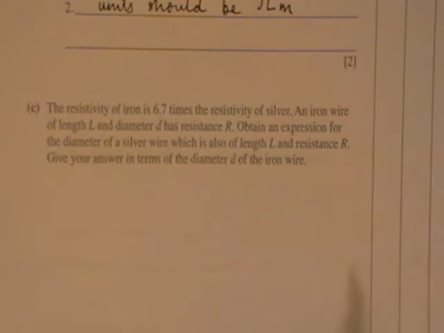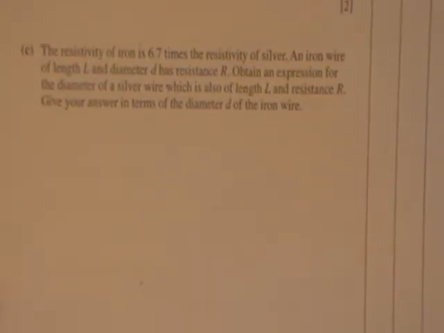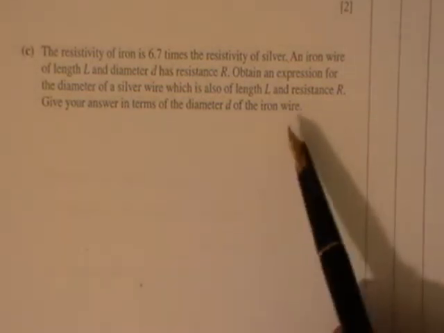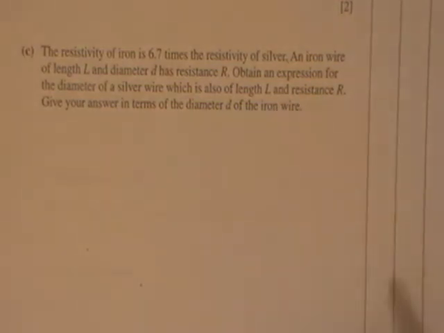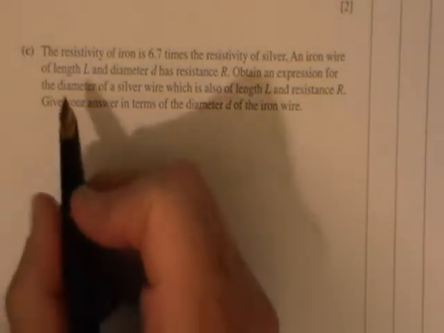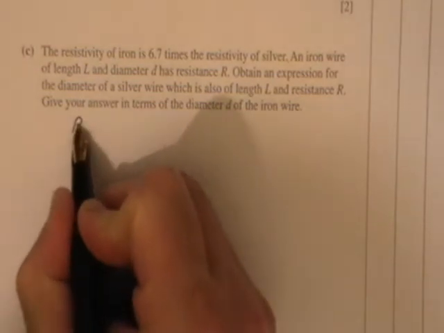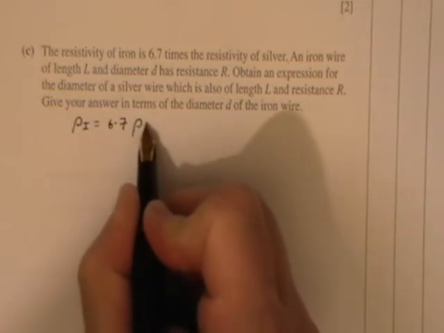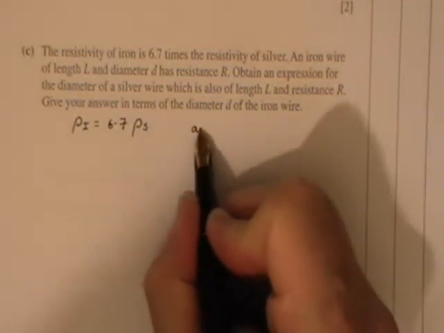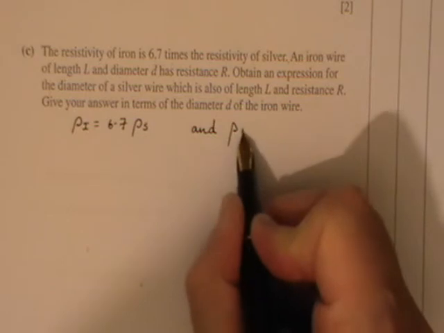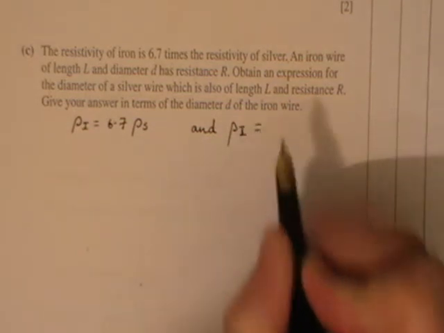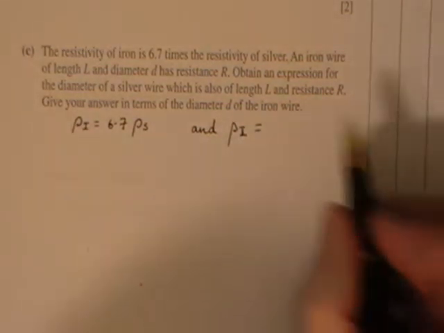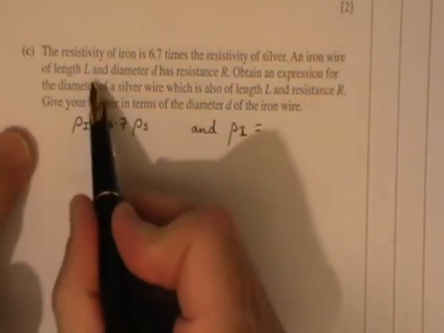Then the resistivity of iron is 6.7 times the resistivity of silver. An iron wire of length L and diameter d has resistance R. Obtain an expression for the diameter of a silver wire which is also of length L and resistance R. Alright, so we're going to say here then the resistivity of iron is equal to 6.7 times the resistivity of silver, and rho I, the resistivity of iron, is equal to, well, it's got a length L and diameter d.